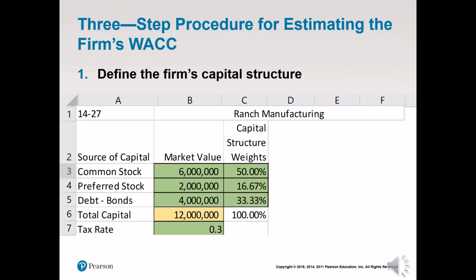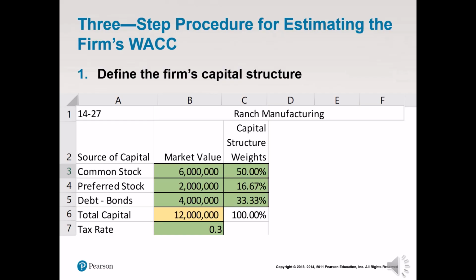Let's look at these 3 steps again for estimating the firm's weighted average cost of capital. This time we're going to use our template form. Here you can see that we have identified the market value of all the different kinds of capital that we have in our capital structure. We have $6 million of common stock, $2 million of preferred stock, $4 million of debt in bonds, which make up a total capital of $12 million.